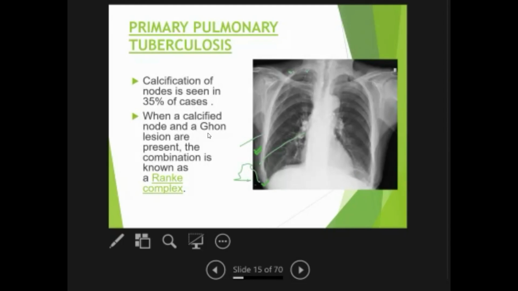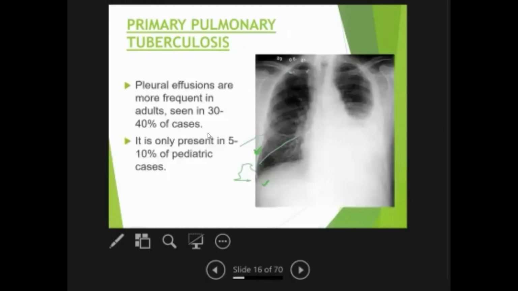It is common to get calcification in the lymph nodes after TB. You can find it in about 35% of patients. If you see a Ghon focus with calcification in lymph nodes, they call it a Ranke's complex. If you look here, you can see a small nodule, right? That is about 2 to 3 millimeters in size, a small granuloma with calcification in the lymph nodes. So the main feature here is calcification.